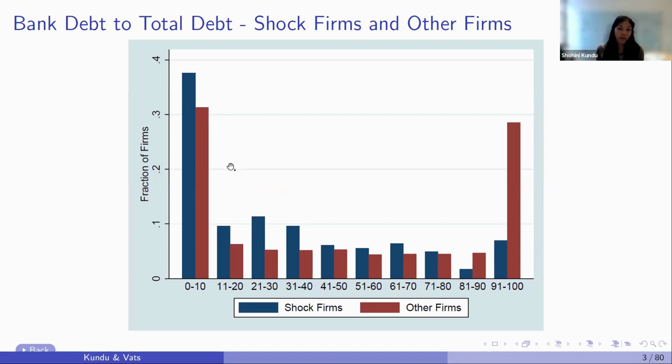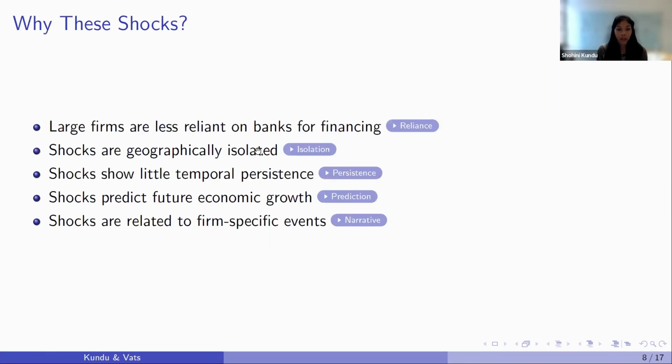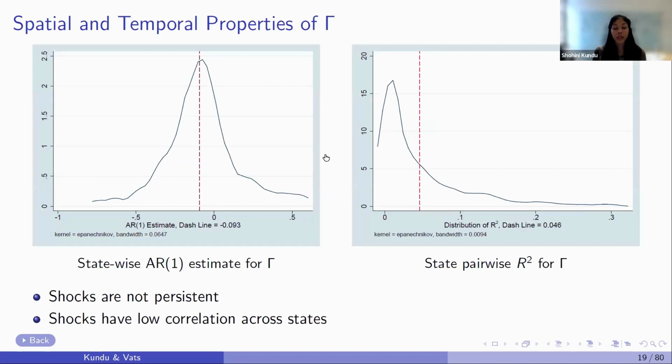And so this suggests that the state level idiosyncratic shocks constructed from labor productivity shocks to large firms appear to be prime candidates for constructing idiosyncratic shocks. The second reason why we use these shocks is that the shocks are geographically isolated and they don't exhibit long-run temporal dependence. We examine the temporal persistence among these shocks by plotting the kernel density of the AR1 coefficients for gamma. You can see that there's very low persistence among the shocks and the average value is around negative 0.093.